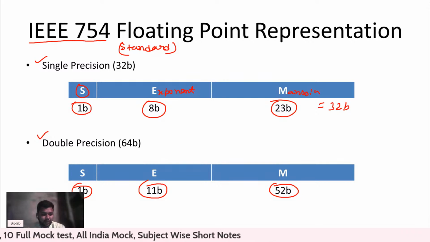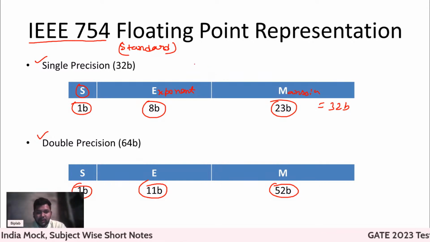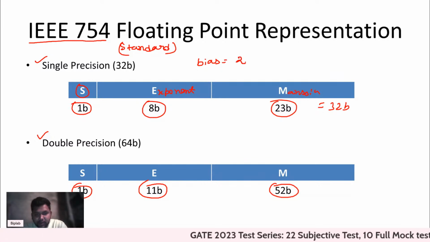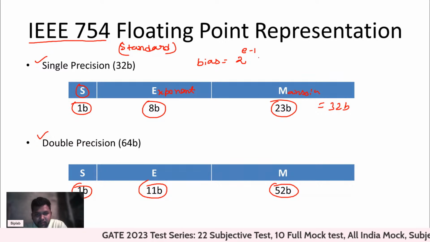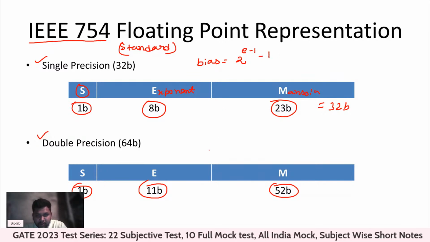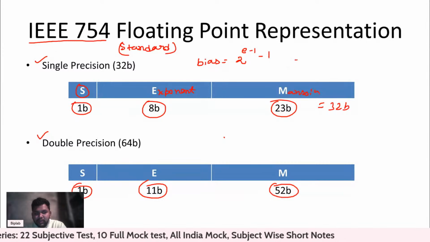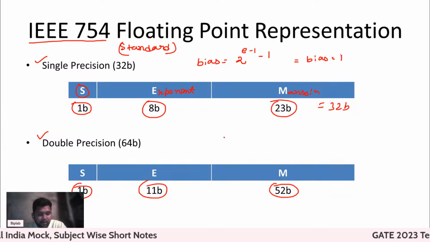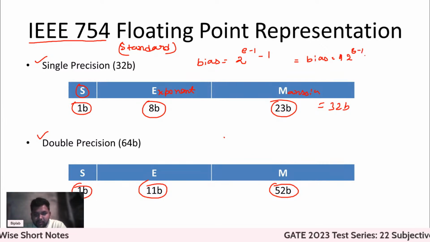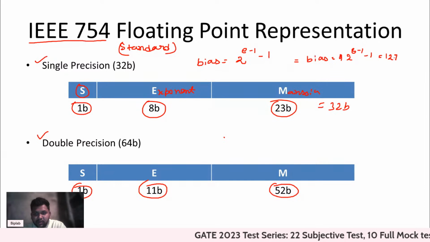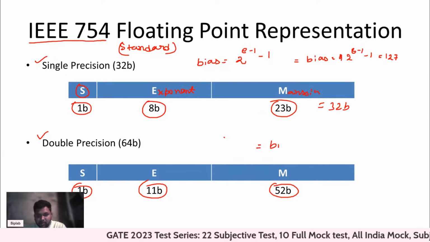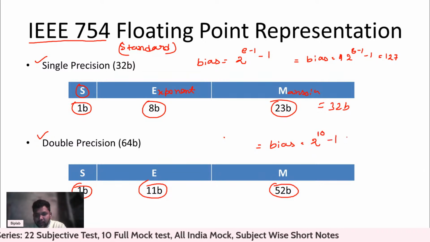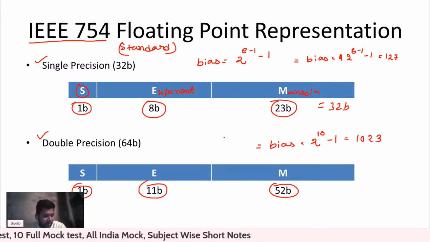Also there is a term called bias. It is defined as 2 to the power (e minus 1) minus 1. So in single precision, the bias is 2 to the power 7 minus 1, which is 127. And in double precision, the bias is 2 to the power 10 minus 1, which is 1023.